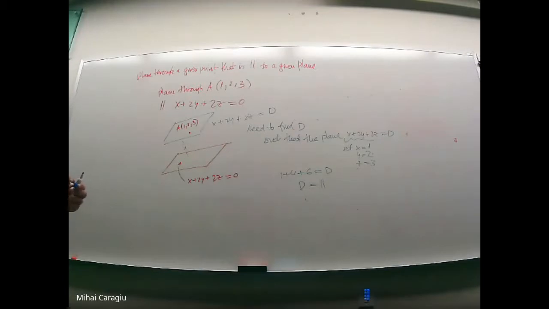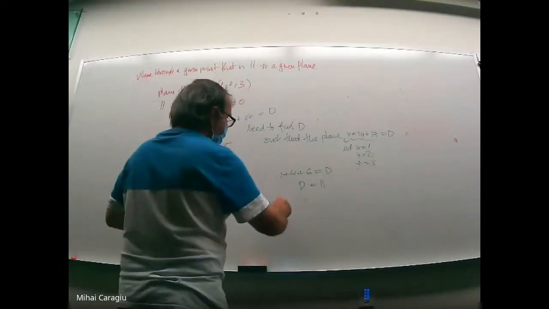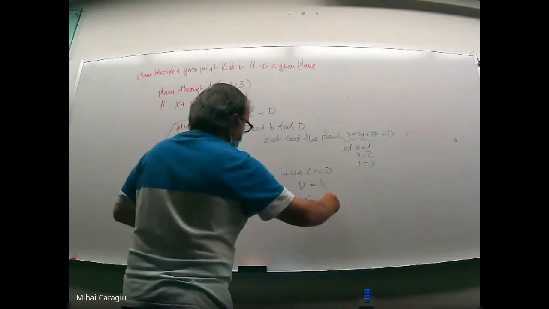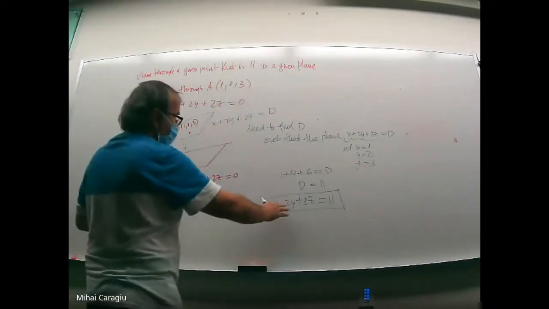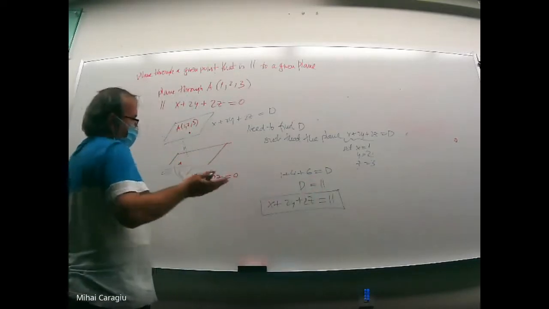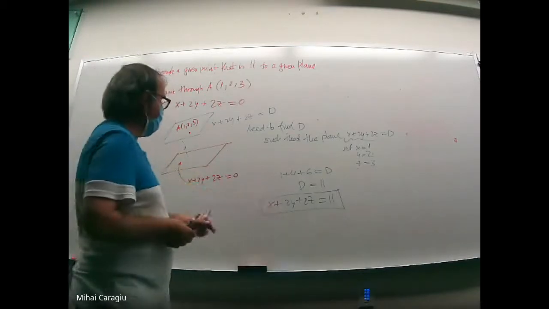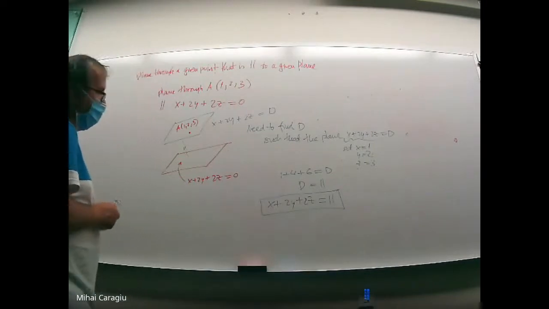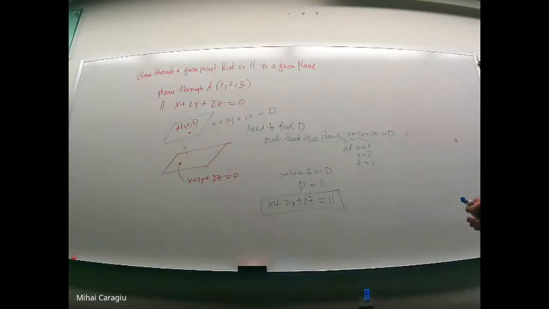So we solve the problem. The equation of the plane parallel to the plane x plus 2y plus 2z equals 0 containing the point 1, 2, 3 is x plus 2y plus 2z equals 11. This plane is parallel to x plus 2y plus 2z equals 0, which is obvious because they have the same normal vector. But this plane additionally passes through the point 1, 2, 3. That's the third type of possible problem we do in the category of equations for lines and planes.